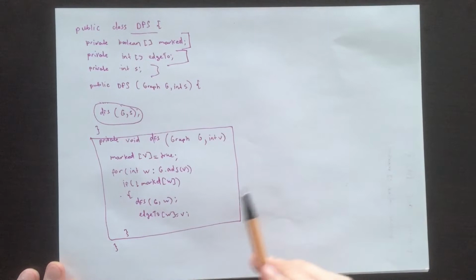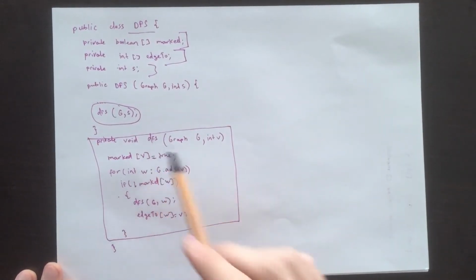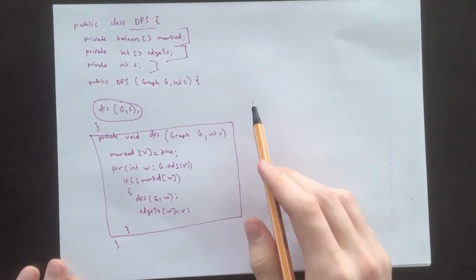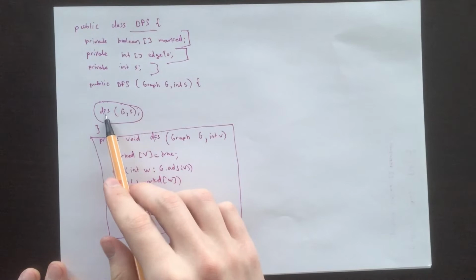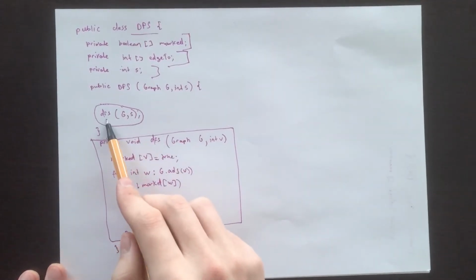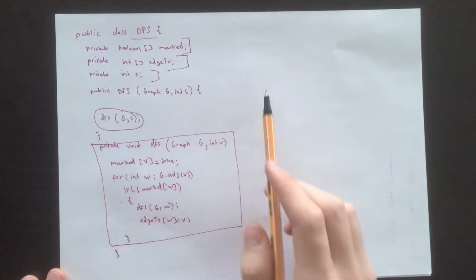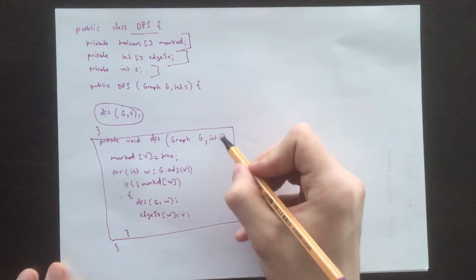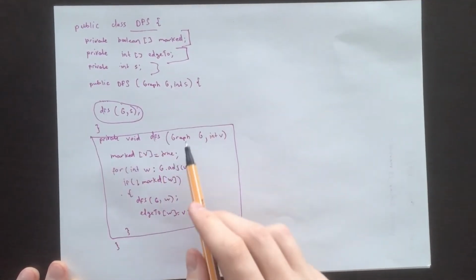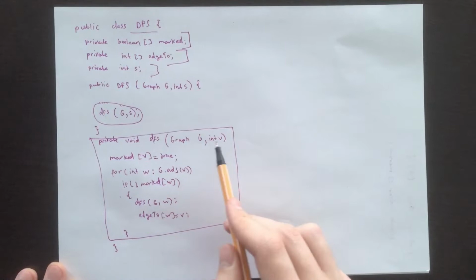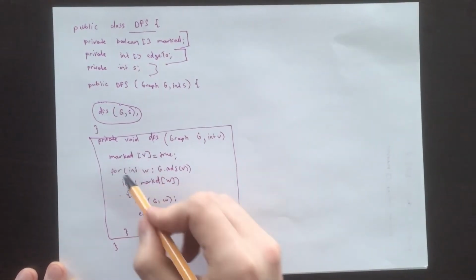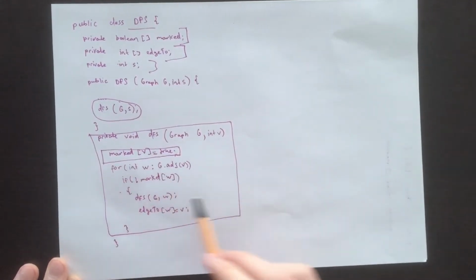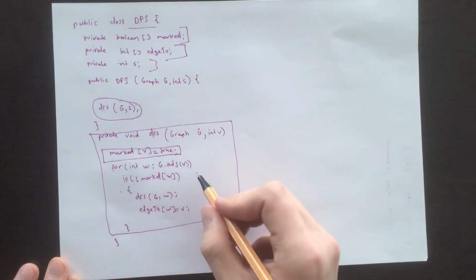How does DFS work? It recursively calls the DFS method, which takes the graph and the integer v. V is the current vertex where we are. In the constructor, we call the DFS method the first time with the source vertex, which we are starting from. And here, how does the DFS method work? It takes a graph G and an integer v. It marks the vertex true, and it is checking from adjacency.